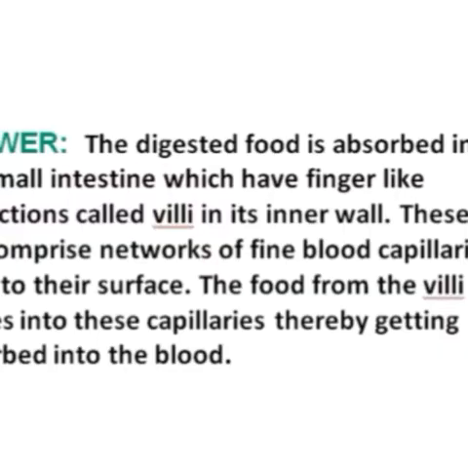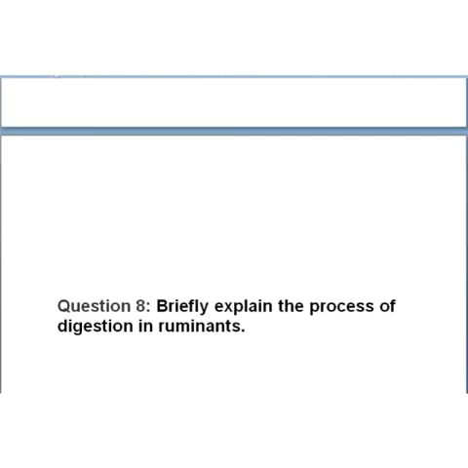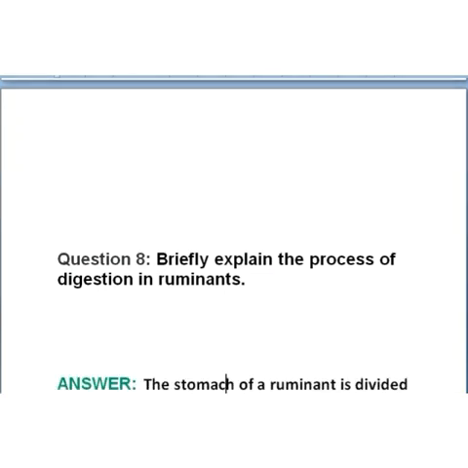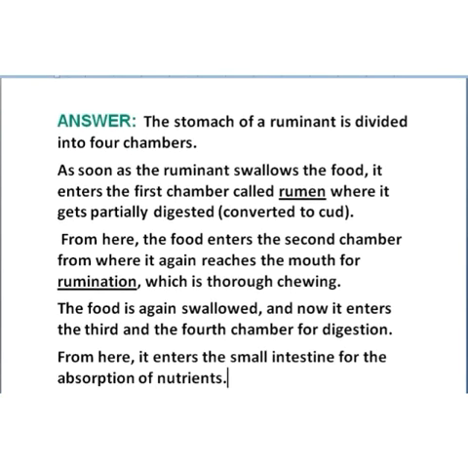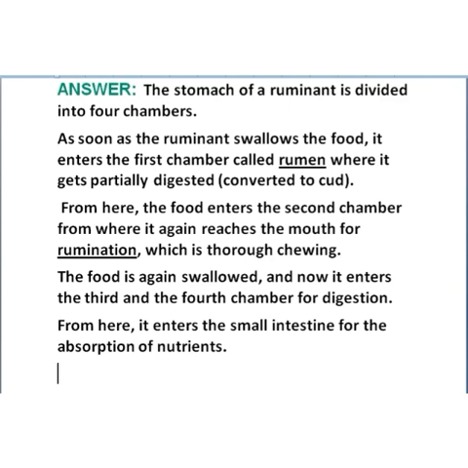So now we come to the last. Now students, we came to our last question, that is question number 8. It says: briefly explain the process of digestion in ruminants. So we have to tell the whole process that takes place in the ruminants. See, the stomach of the ruminant is divided into 4 chambers, right? It is divided into how many chambers? 4 chambers. As soon as the ruminant swallows the food, it enters the first chamber, known as rumen, where it gets partially digested and is converted to curd, right?